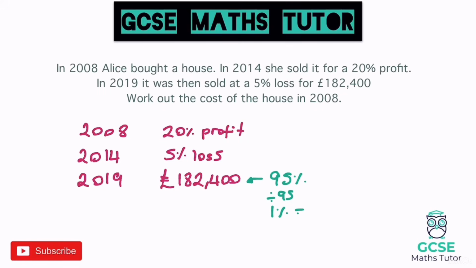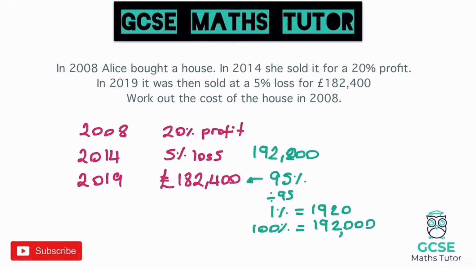So 1% would equal, and we'll just do this on the calculator, 182,400 divided by 95 gives us 1,920. And then to get back to 100%, we just times that by 100. So we can just add 2 zeros on for that. So 1920 with an extra 2 zeros. There we go, so 192,000. So that's the price that she paid for it before. So before that, it was 192,000.